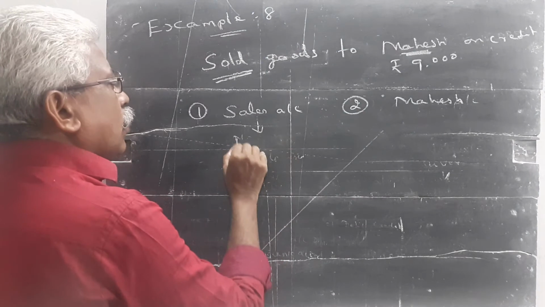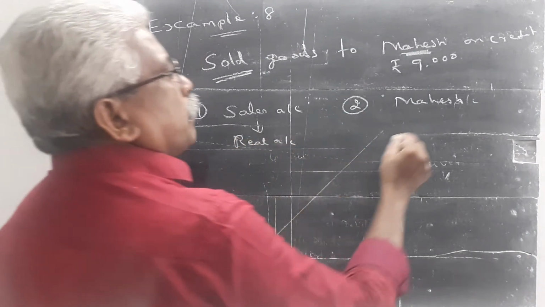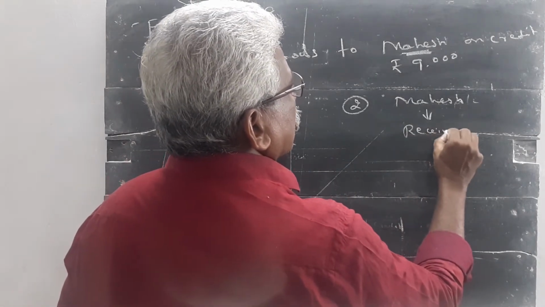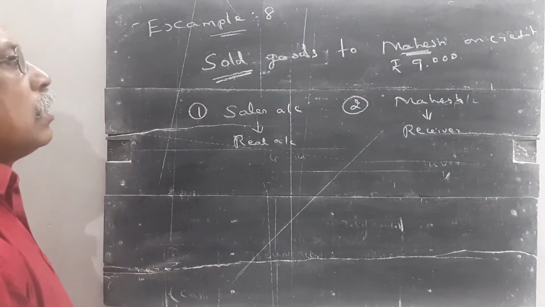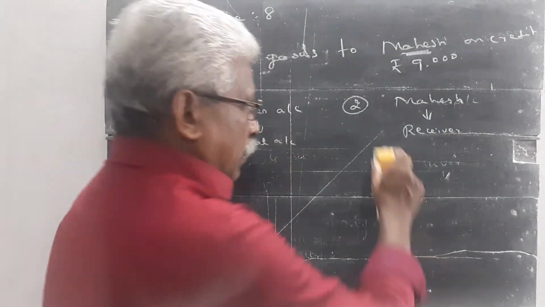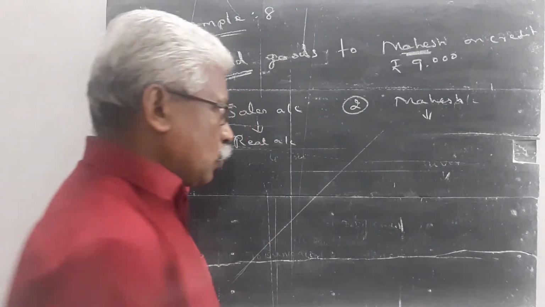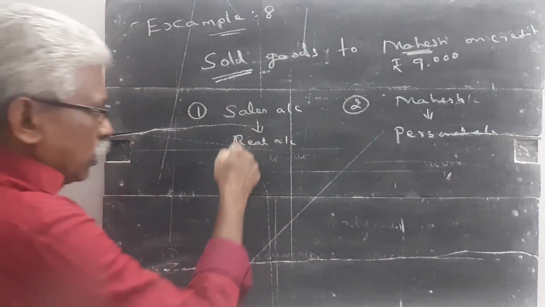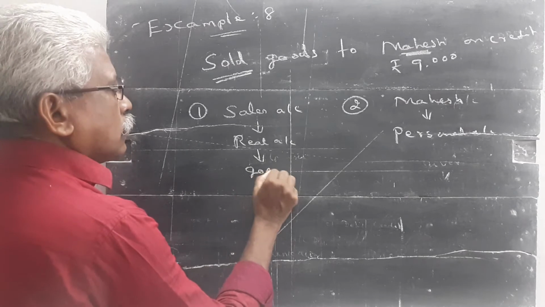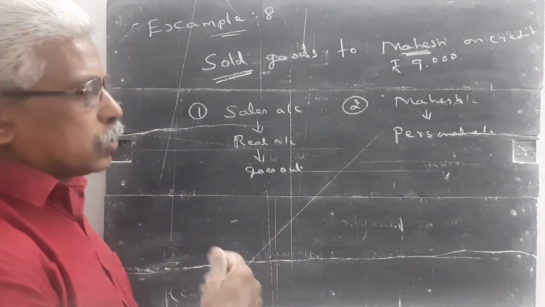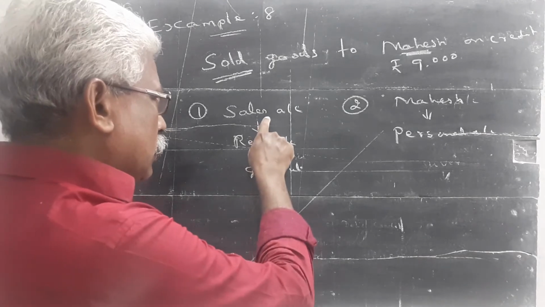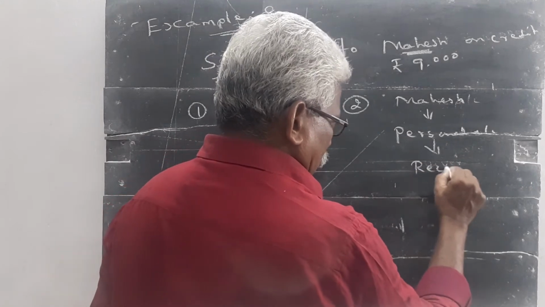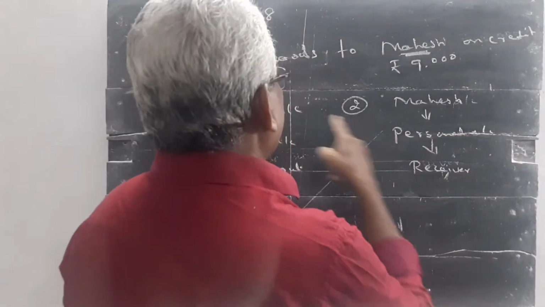Sales account is the real account. Magesh account is a personal account. Listen here. First, Magesh is the person, so Magesh account is the personal account. When we sold the goods, goods go out of our hand. Magesh is the receiver of these goods.